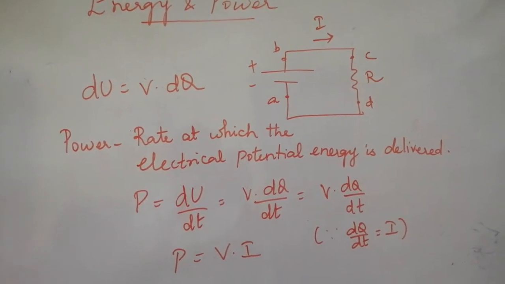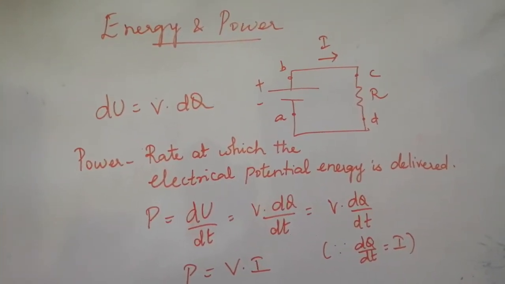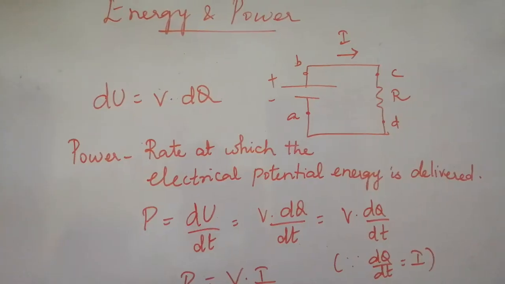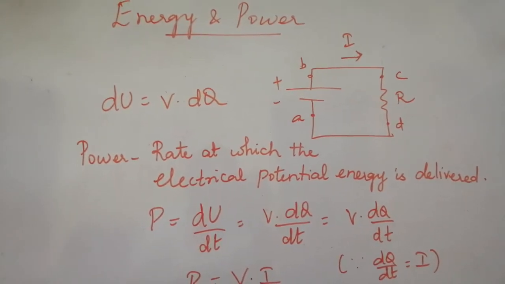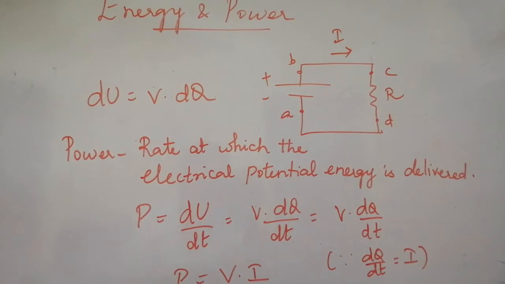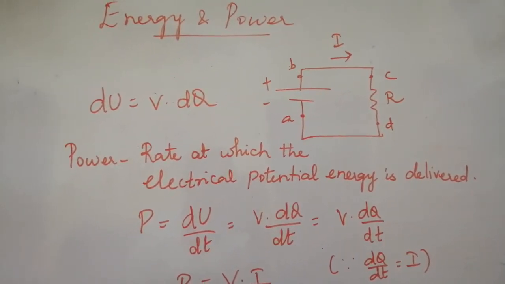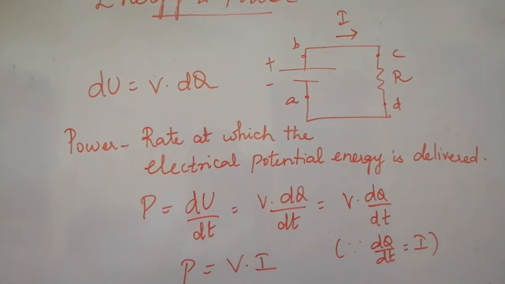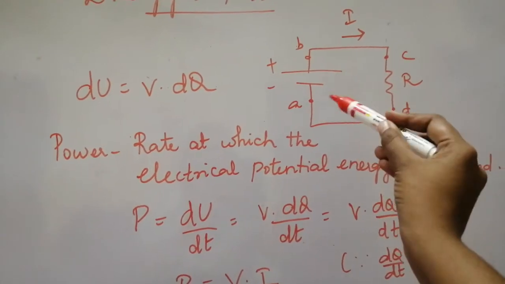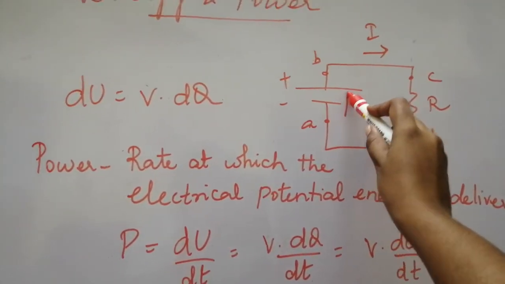When you connect a battery to the circuit, obviously the chemical reaction will start to take place inside the battery. Because of the chemical reaction, the charges, that is electrons, will start to move from the negative terminal to the positive terminal inside the battery, from point A to point B.